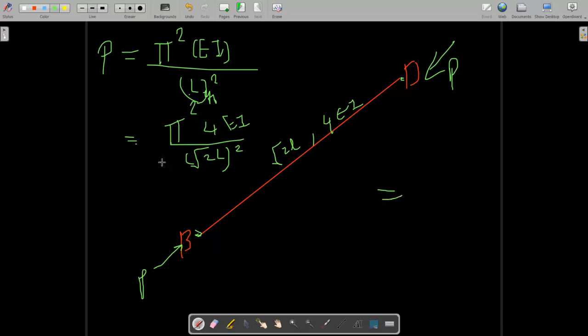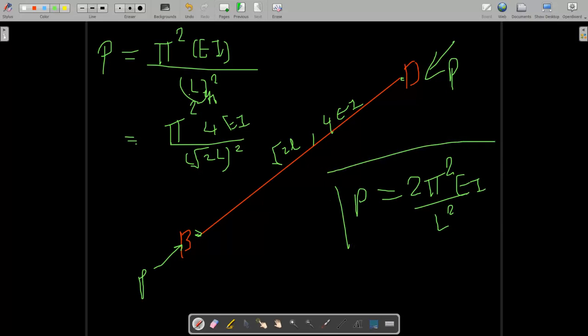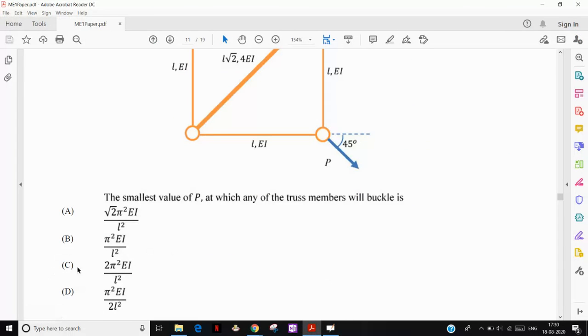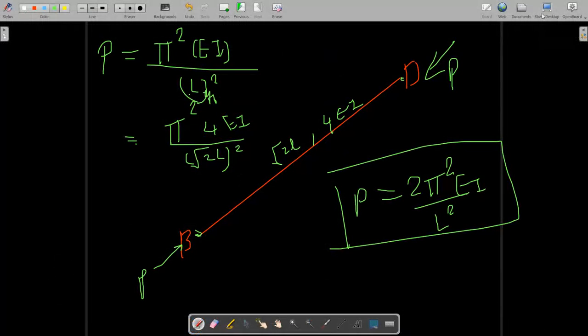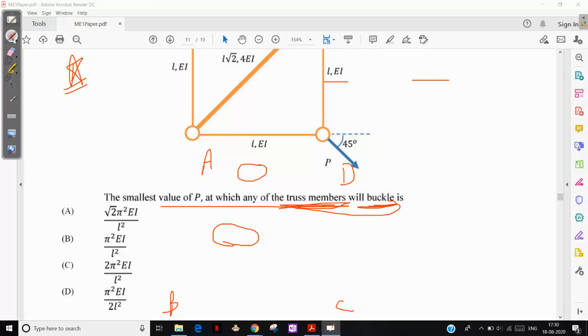When you solve this, root 2 square will become 2, and 4 divided by 2 gives 2, so you will get 2 pi square EI upon L square. So this is the answer. Here it is option C. Option C is 2 pi square EI upon L square.